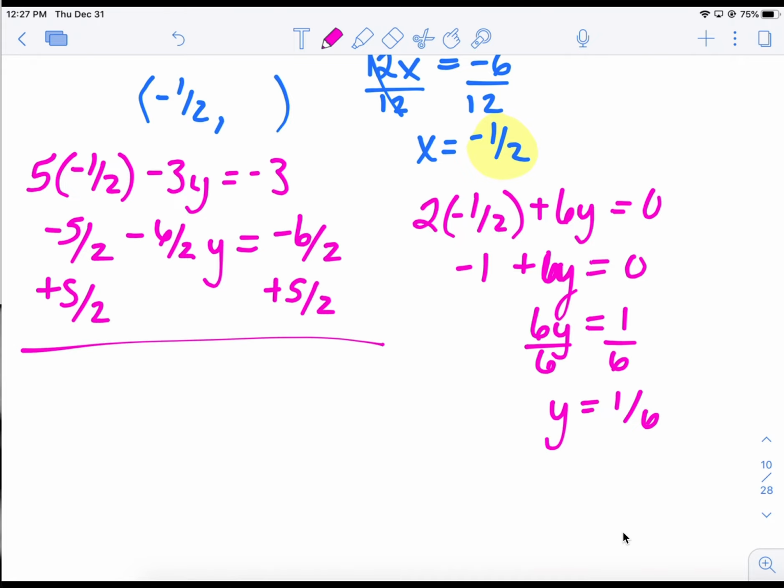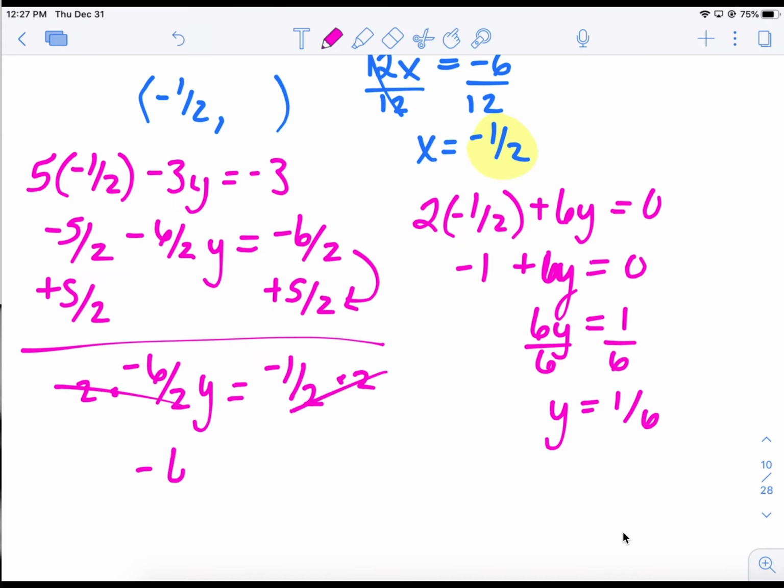Remember that when you have common denominators like these 2's right here, all we have to do is add the numerators. So negative 6 plus 5 is a negative 1, like negative 1 half. Bring down the negative 6 halves. And then if we're ready to simplify this out, we can multiply by 2 on both sides. Get rid of those 2's. Gives me negative 6y equals a negative 1.